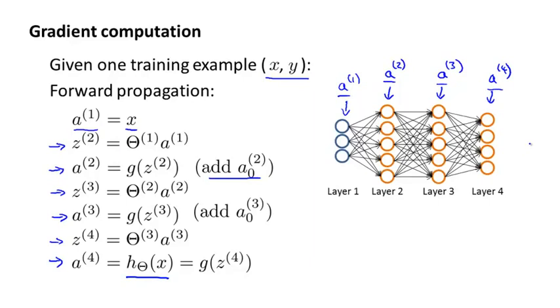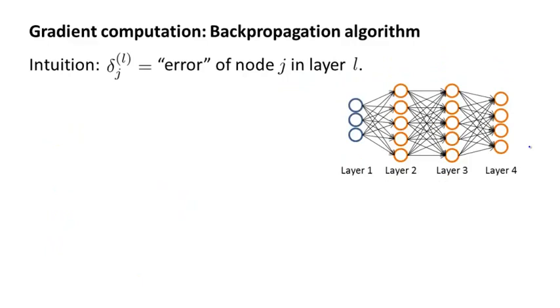Next, in order to compute the derivatives, we're going to use an algorithm called backpropagation. The intuition of the backpropagation algorithm is that for each node, we're going to compute the term delta superscript L subscript j that's going to somehow represent the error of node j in layer L. So recall that a superscript L subscript j is the activation of the jth unit in layer L. And so this delta term is in some sense going to capture our error in the activation of that node, or sort of how we might wish the activation of that node were slightly different.